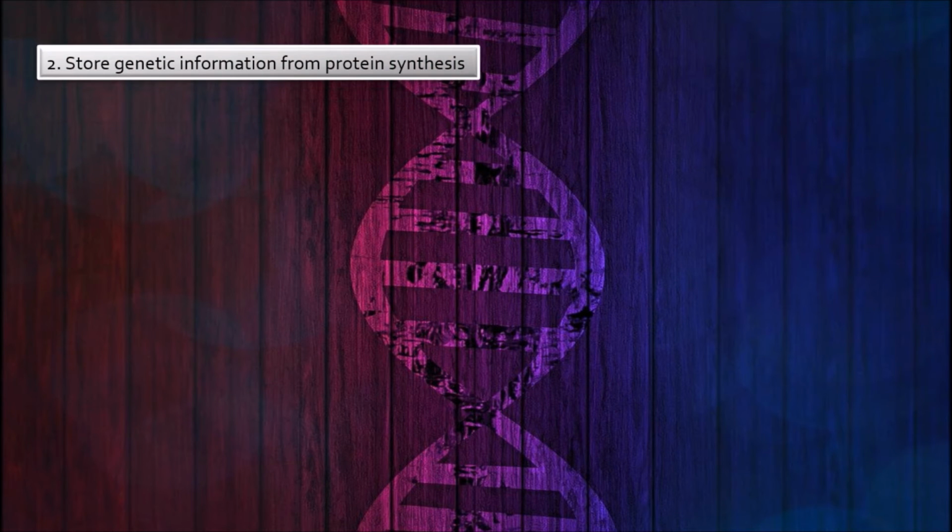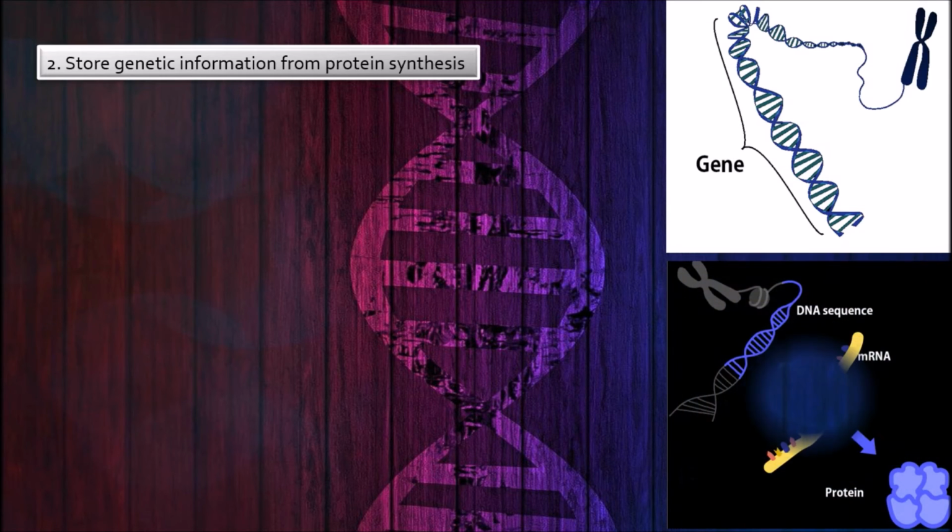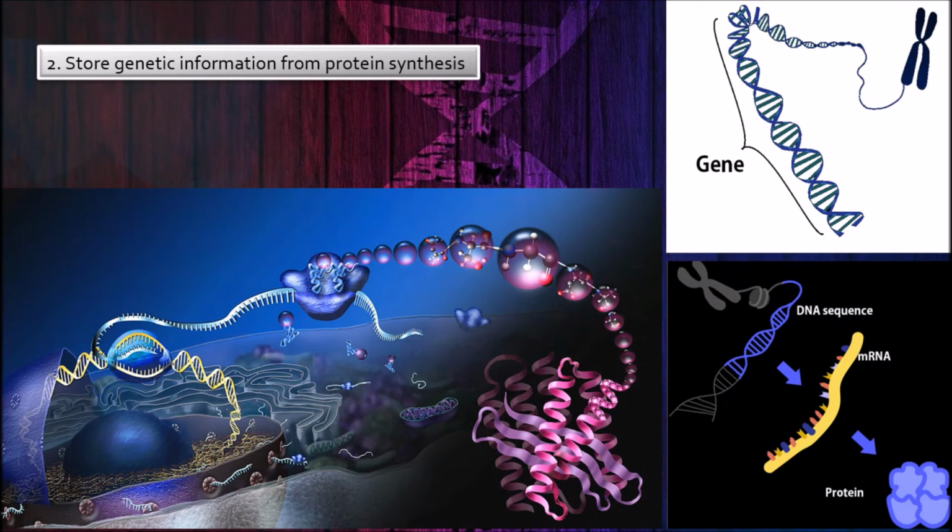Store genetic information for protein synthesis. Many genes encode protein products. The information for protein synthesis is stored by the sequence of base pairs in a gene. This sequence is copied to make an RNA molecule. Then it is decoded to specify the amino acid sequence of a polypeptide.